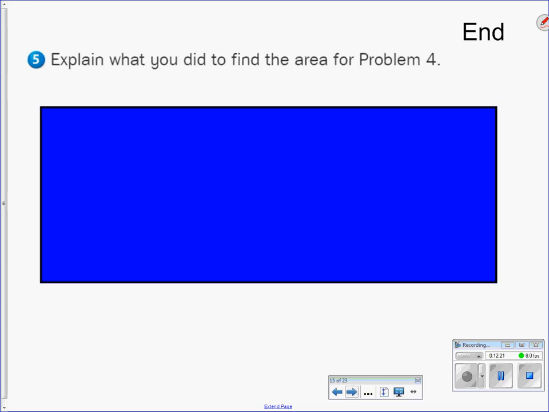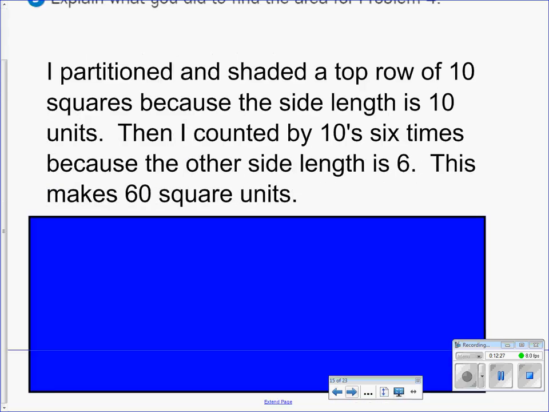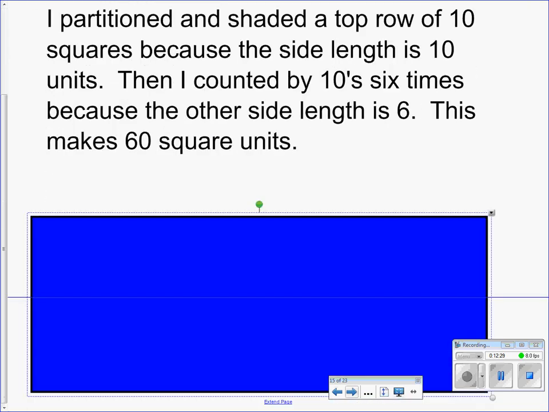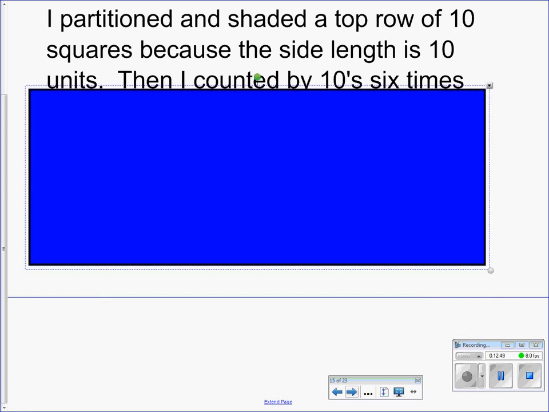All right, explain what you did to find the area in problem 4. Okay, what I did was I partitioned and shaded a top row of 10 squares because the side length is 10 units. Then I counted by 10 6 times because the other side's length is 6. So this makes 60 square units. So basically I just took my length times my width to come up with my area.